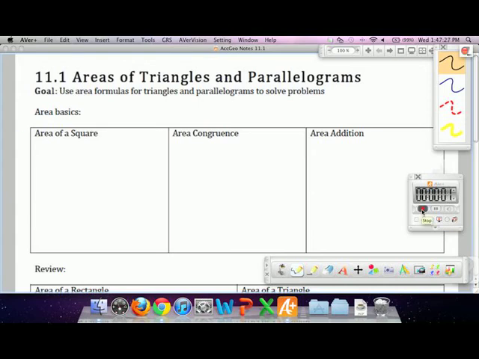Let's look at some basics, some building blocks of area. Everything we do involving area is going to be built off of this idea of what the area of a square is. Hopefully you recall the area of a square is simply its side squared. Multiply side by side.